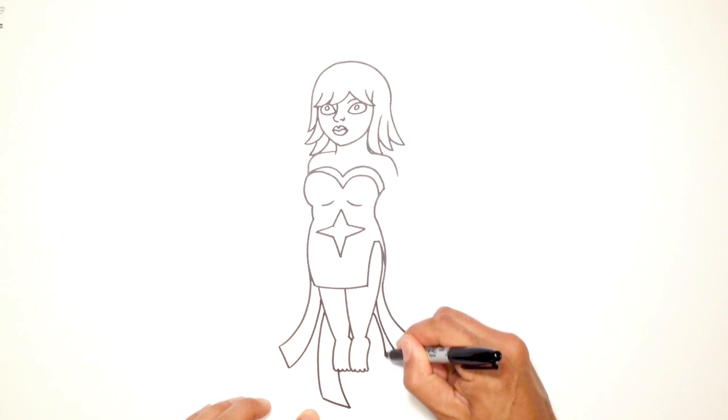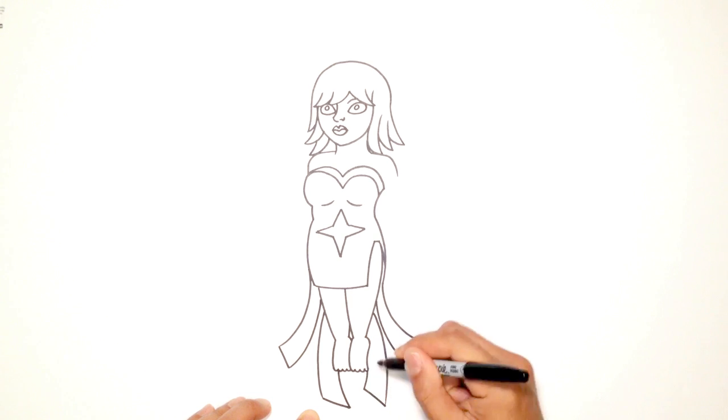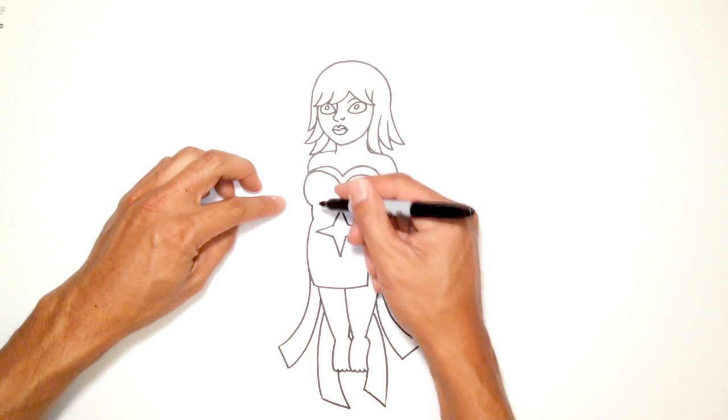And then here I'll probably do one more going this way, angle line going up and then tapering this behind that foot. Okay, so now we got the legs. Let's get into the arms. The arms are quite simple.